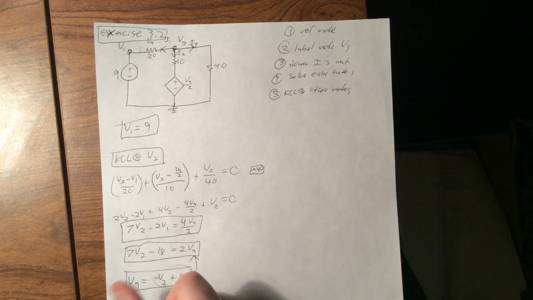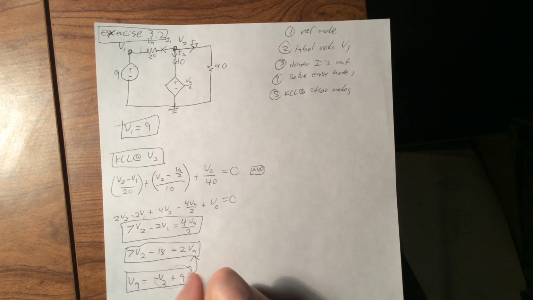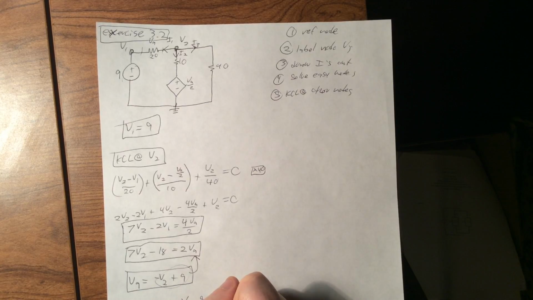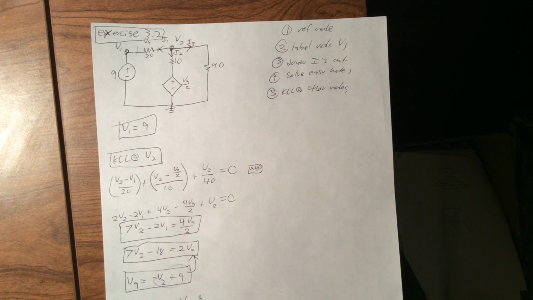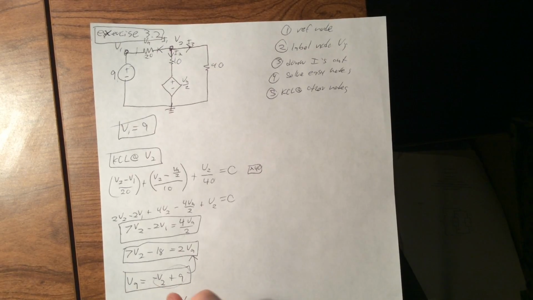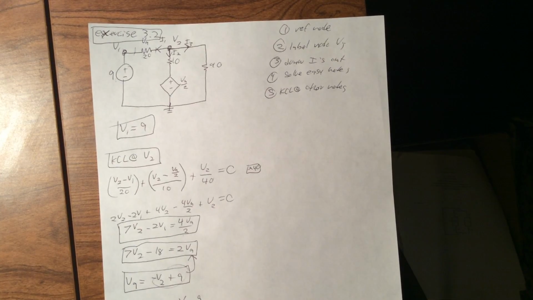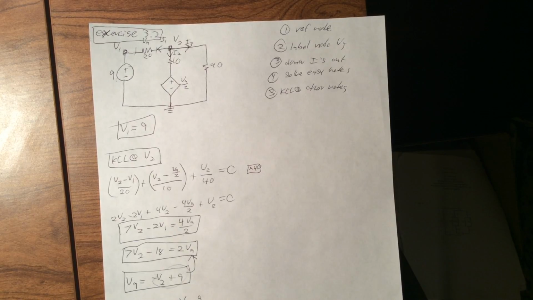And that's going to give us 7V2 minus 18 equals 2V2 minus 18... 7V2 minus 18 equals V2 minus 9, and so then we're going to substitute in again, and that's going to be 7V2 minus 2V1 equals 2VA, which is, again, that'll solve through that way. Good.